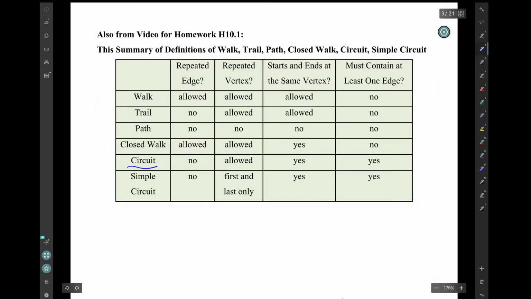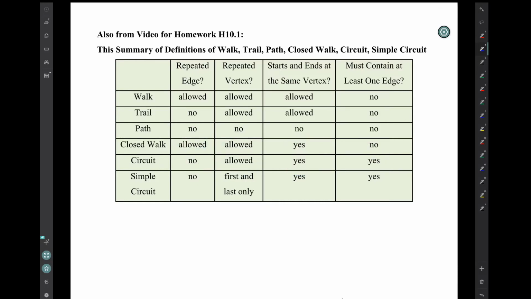A circuit is best understood as being a modification of the idea of a closed walk. That is, it has to start and stop at the same vertex, like a closed walk, and repeated vertices are allowed. But the modification is that repeated edges are not allowed, whereas they are allowed with closed walks. And another modification is that a circuit must contain at least one edge, whereas a closed walk does not have to contain any edges.